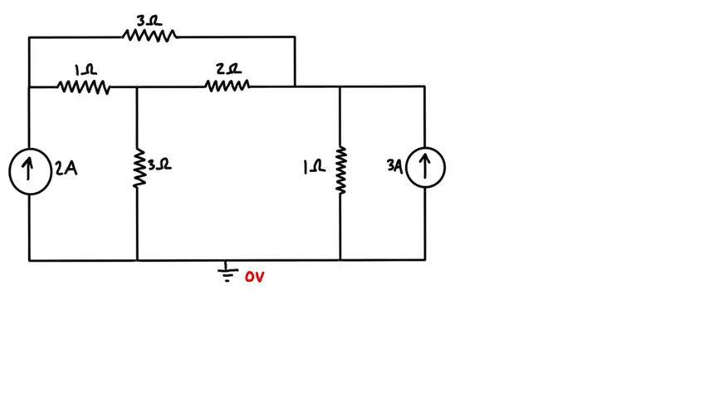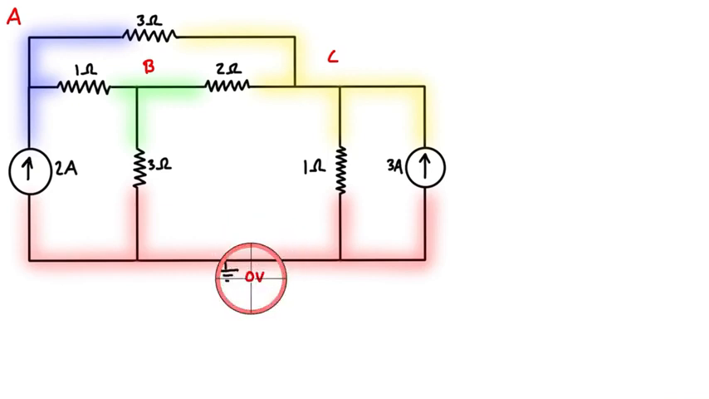Just to make it super clear what's going on here, let's actually highlight all of the nodes a different color just so it's really obvious which node is which. So the blue node we're going to call node A, and then we'll call this one B, and we'll call this yellow one node C. So we have 3 nodes that we don't know the voltage, because right now we only know that the red node has a voltage of 0. So basically we are going to have to write KCL for each of these 3 nodes, and that way we'll have 3 equations and 3 unknowns.